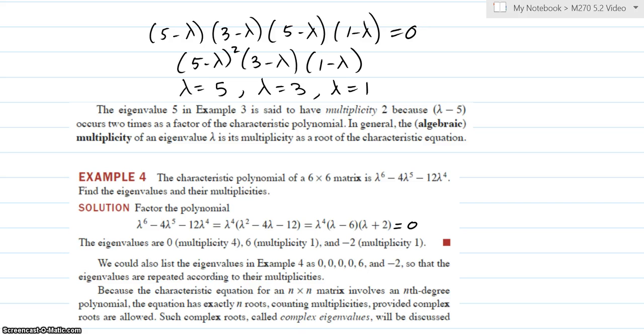But in this video, we will only consider real eigenvalues, and the scalars will continue to be real numbers. So that concludes this video.